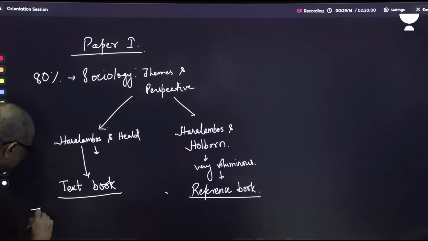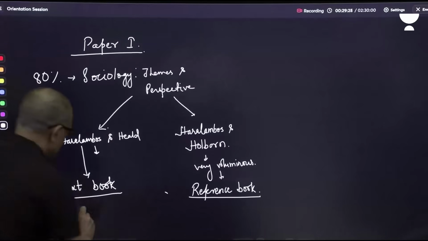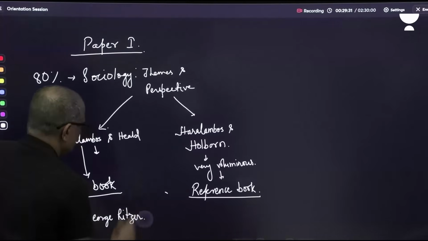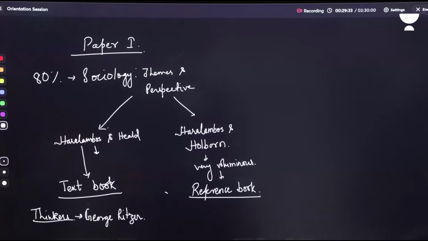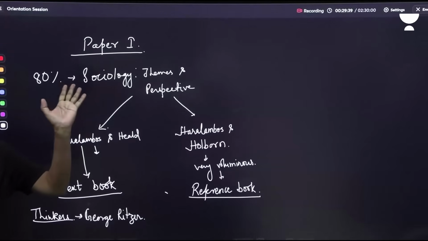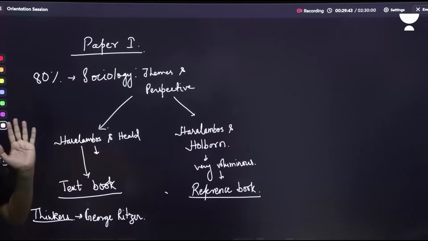There's another general recommendation, on thinkers. There are many books, but the popular one is by George Ritzer. In this book also thinkers are covered. The majority of the thinkers are covered in this book.